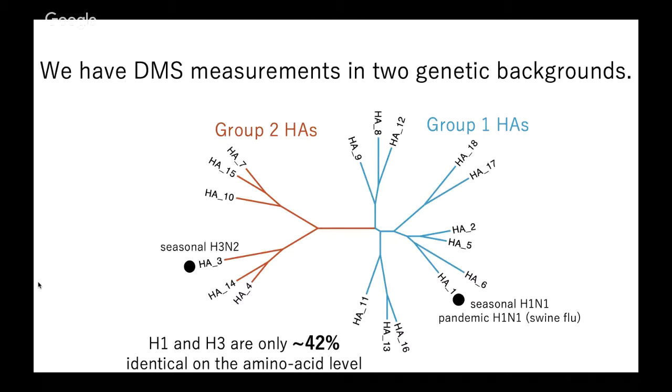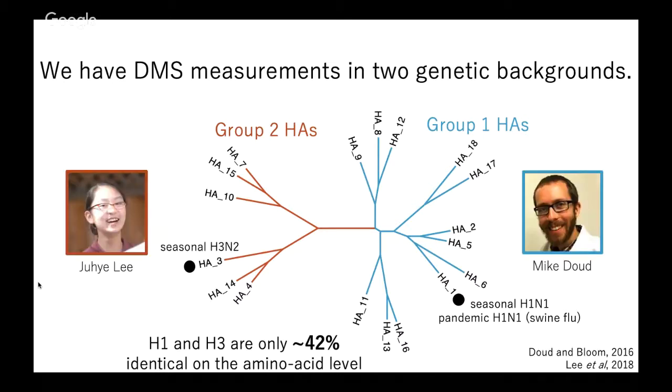In the Bloom lab, we performed deep mutational scanning in both the H1 background and the H3 background. The H1 work was done by a former graduate student, Mike Dowd, and the H3 work was done by my current lab mate, Joo-Hae Lee. As I mentioned before, deep mutational scanning only measures the effect of these amino acid changes in one genetic background. Because these two proteins are so diverged, we might not expect these scans to be exactly the same. So we can build these ExpCMs using the two different data sets and look at how well they describe natural sequence evolution.